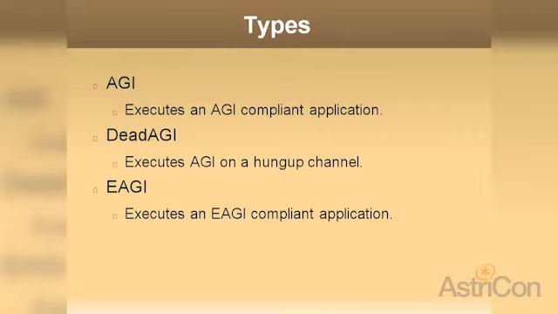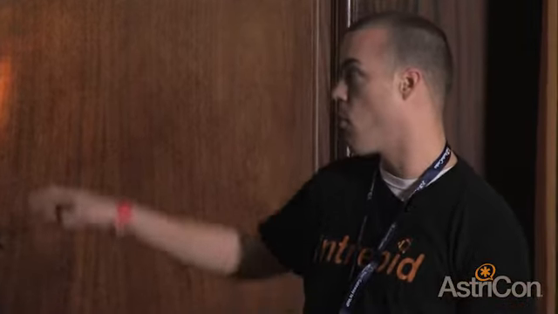So there are mainly 3 types of AGI. You have the regular AGI. You have what's called a dead AGI. Are you familiar with the H extension? When you hang up, it calls a special extension called extension H. So dead AGI is to execute a specific AGI when you hang up. And there is the E AGI, which is the enhanced AGI. I never used E AGI in my life. It just offers you some more control on your audio.